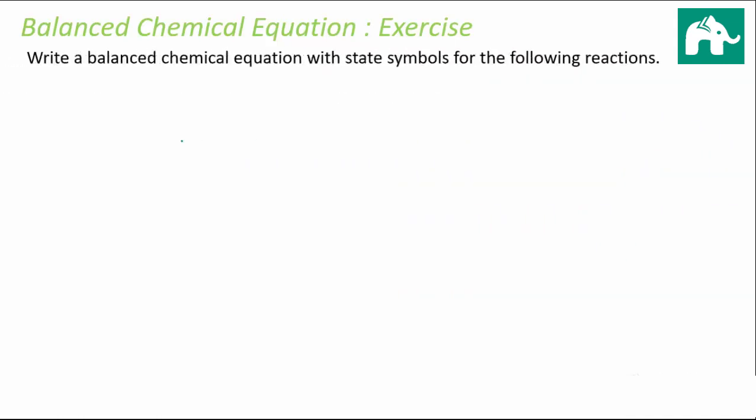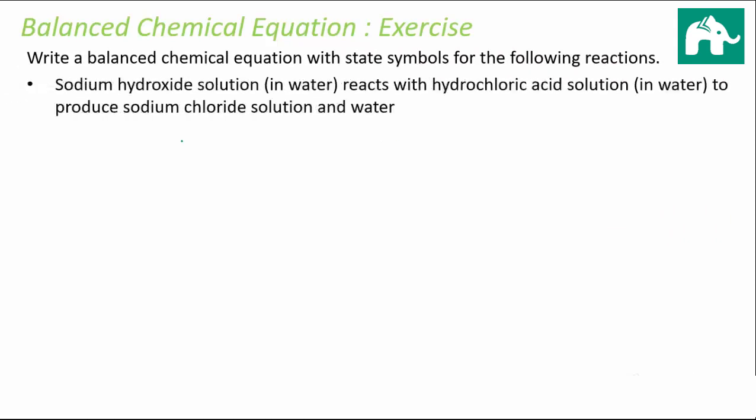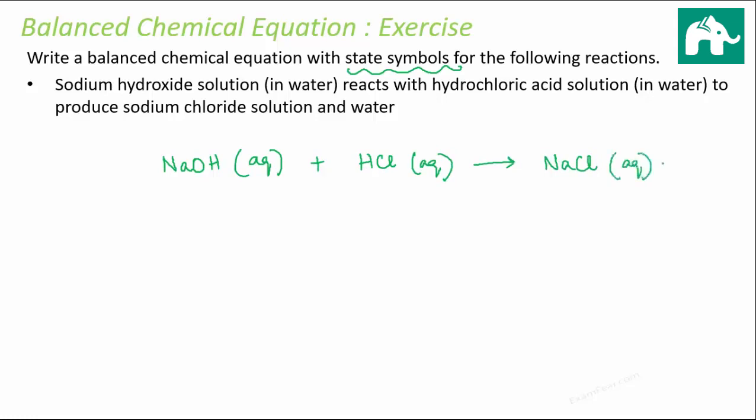Write a balanced chemical equation with state symbols for the following reactions. So now we have one added work. Here not only do we have to write a balanced chemical equation, we also need to mention the state symbols, like whether it is solid, liquid, gas or aqueous solution. Right. So let's look at this one. Sodium hydroxide solution in water, that means it is aqueous, reacts with hydrochloric acid solution in water. So this is also aqueous, to produce sodium chloride solution, that is NaCl, again a solution, so it is aqueous, plus water. So water is obviously liquid.